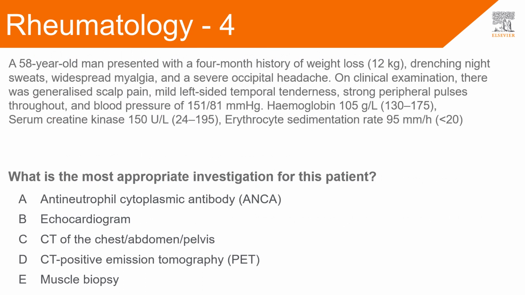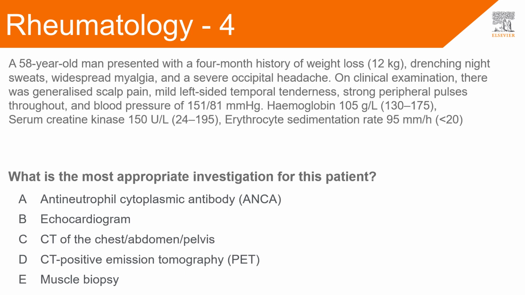So what about this particular patient then? We've got a 58-year-old man with a 4-month history of weight loss, drenching night sweats, myalgia, severe occipital headache. When you examine the patient, there's skull pain, there's left-sided temporal tenderness, there are strong peripheral pulses, the blood pressure is hypertensive, he is slightly anemic, CK, creatine kinase, is slightly high, ESR is high. So what is going to be the diagnosis? And more importantly, the question is asking you what's the most appropriate investigation for this particular individual. So what do you think is the answer?